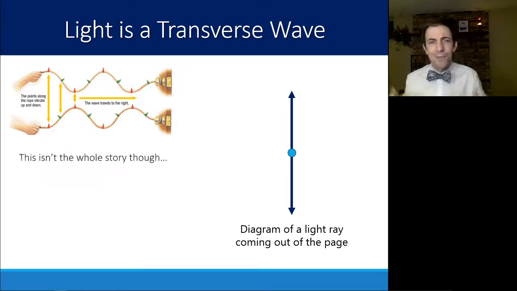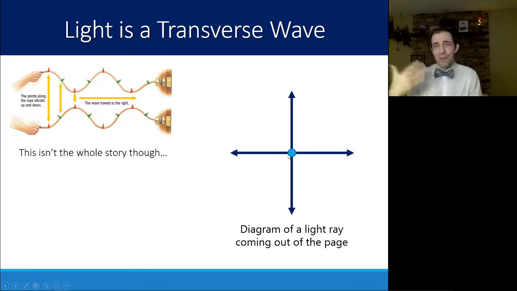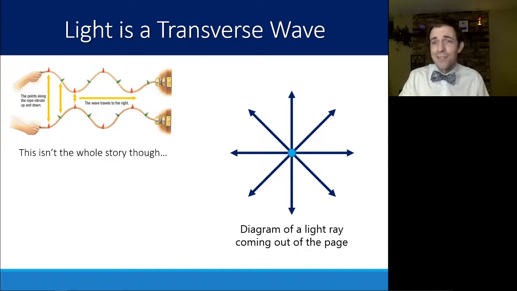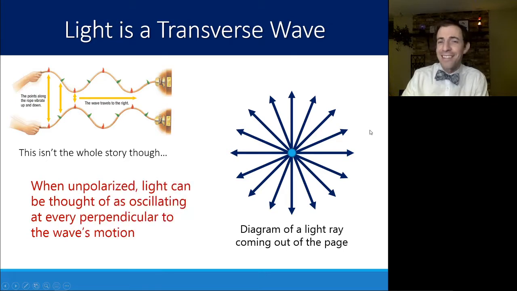Well, that isn't really the whole story when we talk about light. That's a really simple concept to think about for a rope, but when we talk about light waves, that is not the only perpendicular direction to the direction of motion. This would also be perpendicular to the direction of the motion because the motion is coming at you. You're the doorknob. So oscillating sideways would also be perpendicular. Oscillating in these diagonals would also be perpendicular. So all of these for light are happening at exactly the same time.